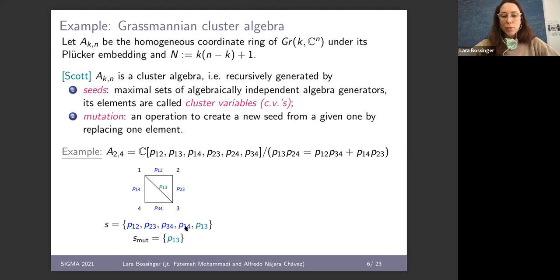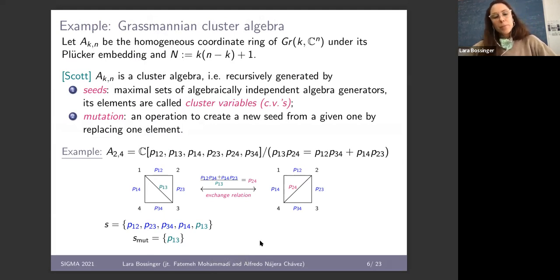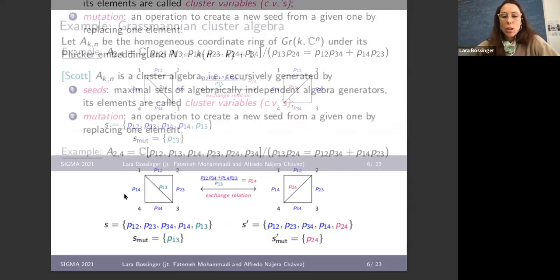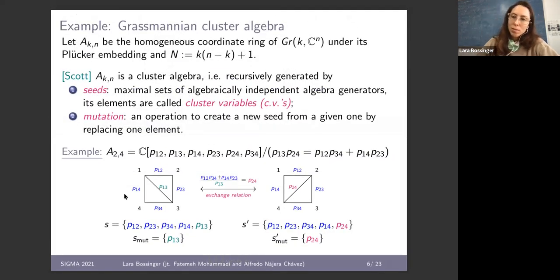They will always be part of a triangulation, but the diagonal can change. And so we refer to those as the mutable cluster variables. And then we can change the diagonal and get a new Plücker coordinate, the missing one, P24, that can be expressed as a Laurent polynomial in all the Plücker coordinates of the left side. So this is just a toy model for a cluster algebra to have all the definitions straight.